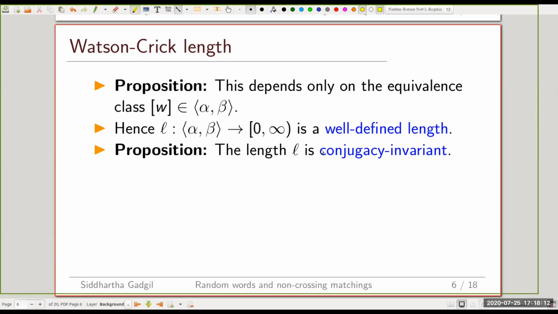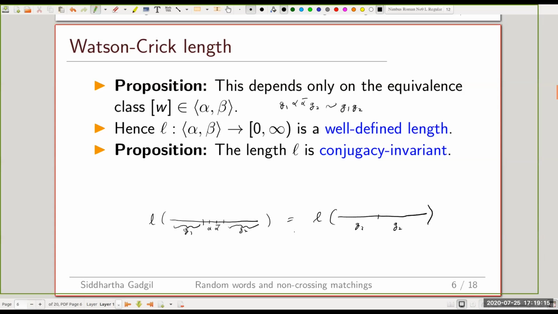Okay. So what properties does this have? Now let's do some work. First point is, this depends only on the equivalence class W in alpha beta. Let me quickly sketch a proof of this. Remember the equivalence here is, if I look at G1 alpha bar G2, this is going to be equivalent to G1 G2. And this is the basic equivalence. Up to symmetry, I can as well assume that. So what I want to show is, let's draw it like this: this part is G1, then I have alpha bar, and then this part is G2. I want to show that the length of this is equal to the length of G1 G2.